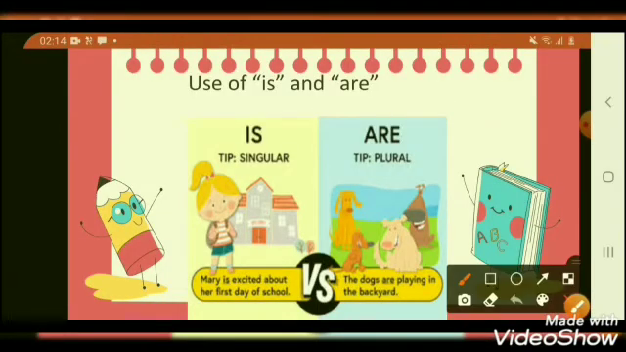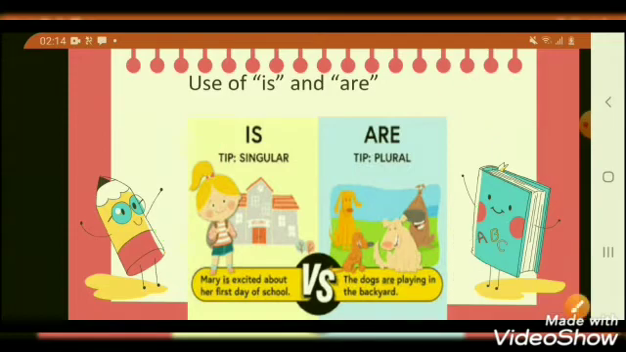Now look at here. We talk here about singular. So here comes is. Mary is excited about her first day of school. And when we talk about plural, we use are. The dogs are playing in the backyard.